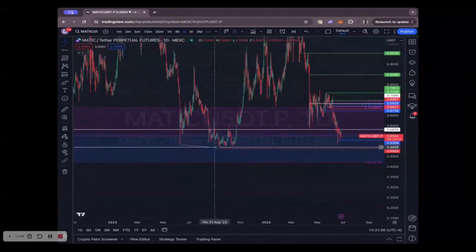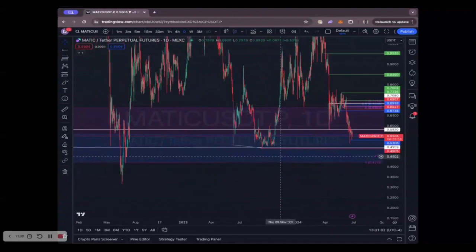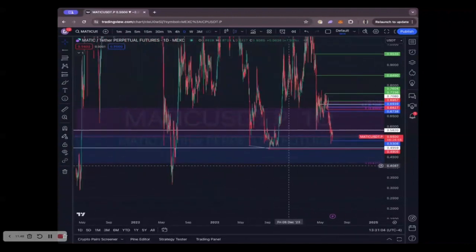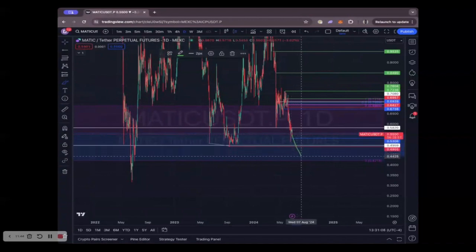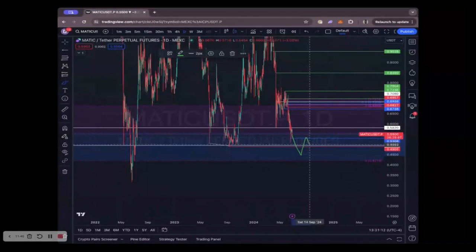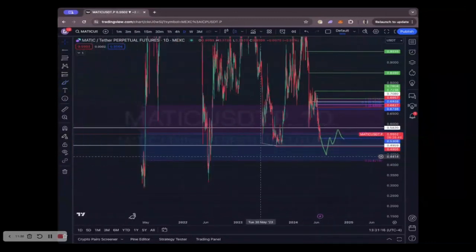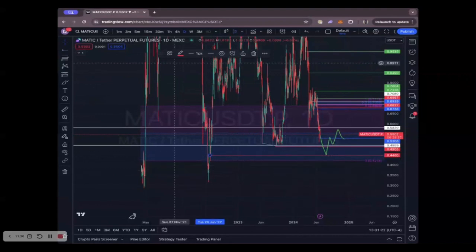I would say once we clear 49 cents. I'll be honest, once we clear 49 cents, so maybe something like this where we do an impulse, right? And then we close back above 50 cents on the daily. That would be what I would look for. Yeah, we clear liquidity at 44 cents.